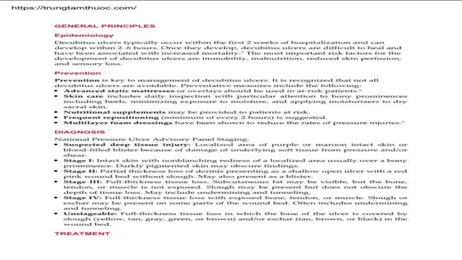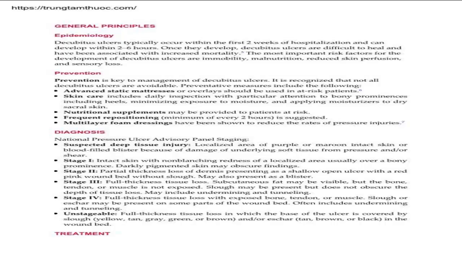Diagnosis. National Pressure Ulcer Advisory Panel staging. Suspected deep tissue injury: localized area of purple or maroon intact skin or blood-filled blister because of damage of underlying soft tissue from pressure and/or shear. Stage I: intact skin with non-blanching redness of the localized area, usually over a bony prominence. Darkly pigmented skin may obscure findings.